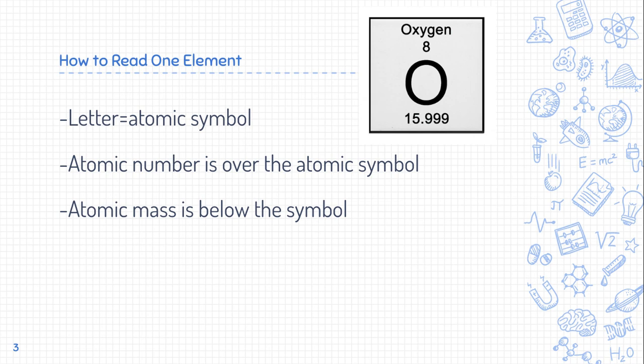But now I'm going to talk about how to look at one element on the table. So in this example, we'll use oxygen. So in the middle, of course, the letter is the atomic symbol. And over the symbol, we have the atomic number. So that is, as I said before, the protons. And then at the bottom, we have the atomic mass below the symbol. So remember that atomic mass is calculated using the number of protons and the number of neutrons, because all of the mass of an atom is found inside the nucleus. So the mass here for oxygen is 16.